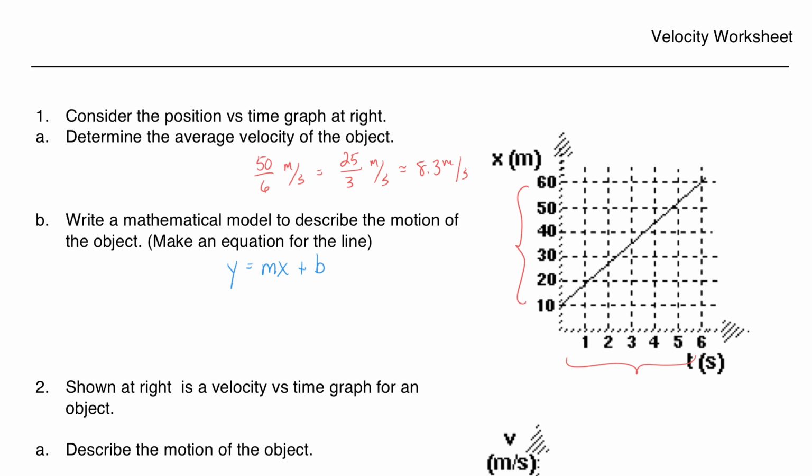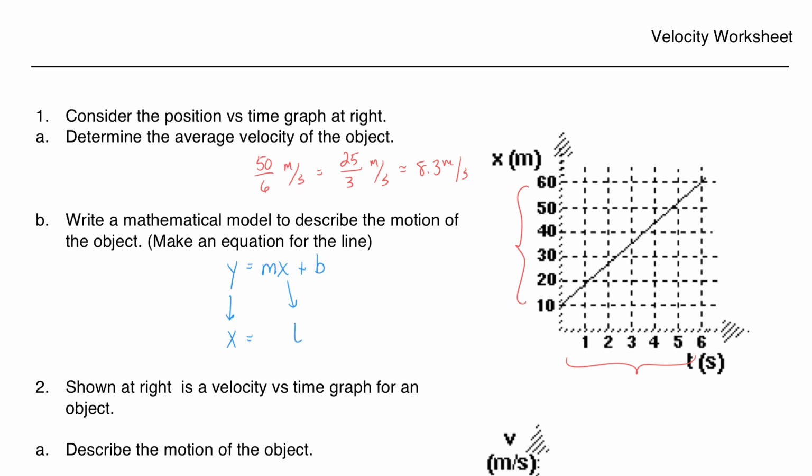Excellent. Now, there's no y's here. What is actually plotted on the vertical axis? X is, right? They're using the symbol X for position. So X is plotted on the vertical axis. We wouldn't put M here for meters. We would say X, because that's the symbol that's being used to denote position. That's pretty common. What's being plotted on the horizontal axis?